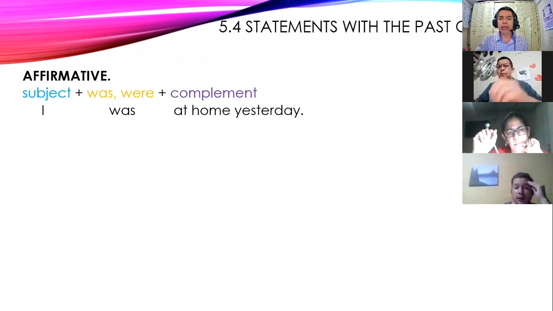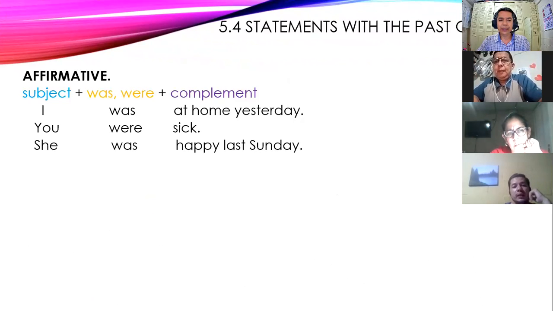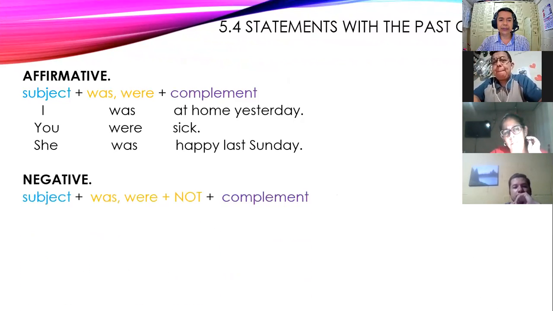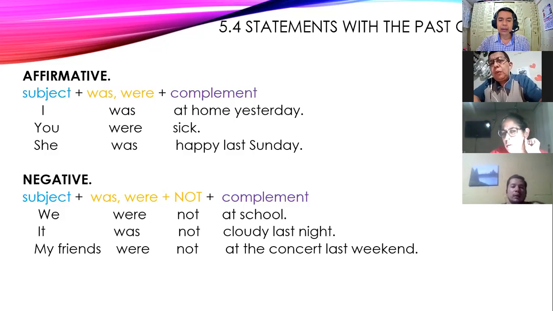Now, please, repeat after me. I was at home yesterday. You were sick. She was happy last Sunday. In negative, right? We were not at school. We weren't at school. It was not cloudy last night. It wasn't cloudy last night. My friends were not at the concert last week. My friends weren't at the concert last week.